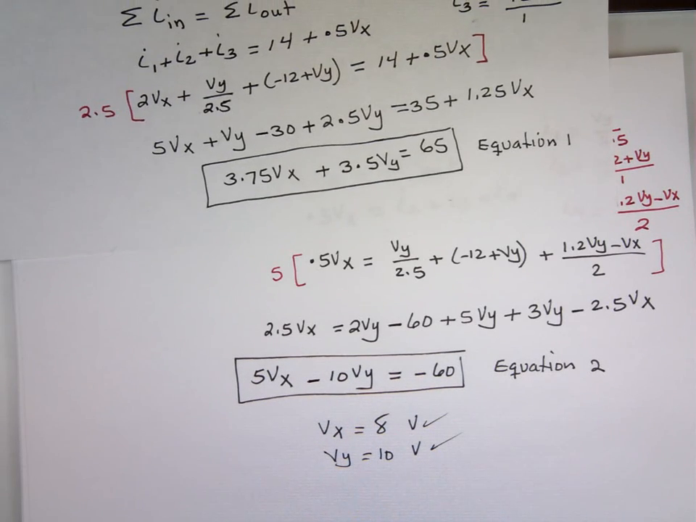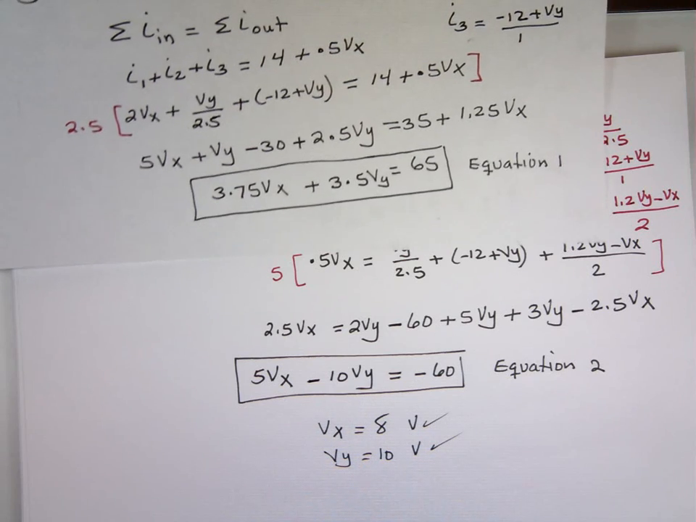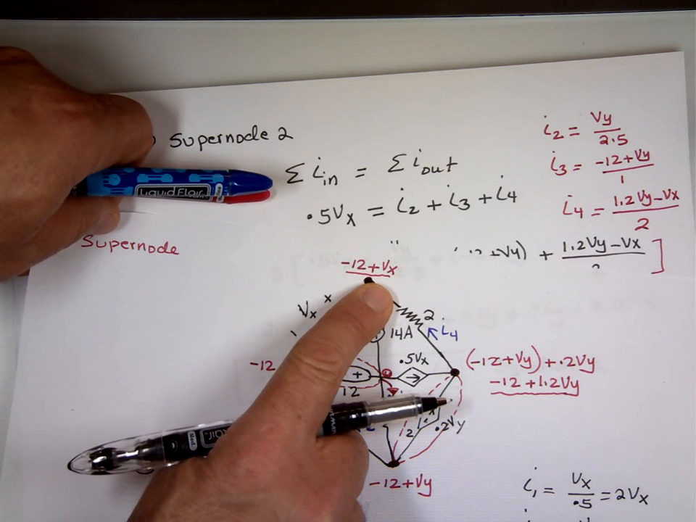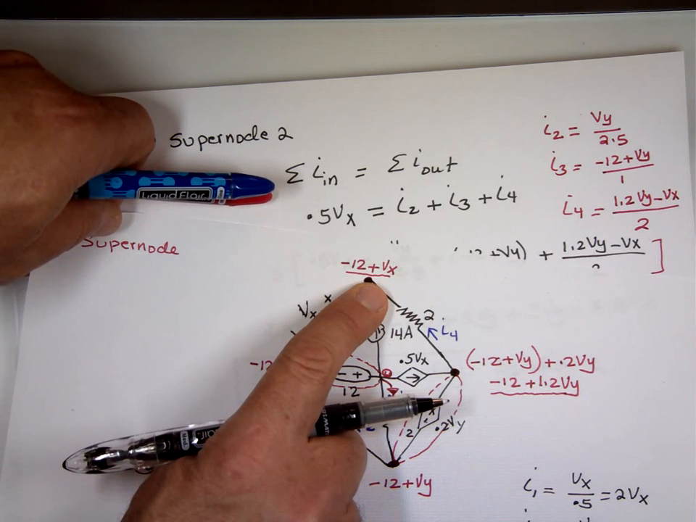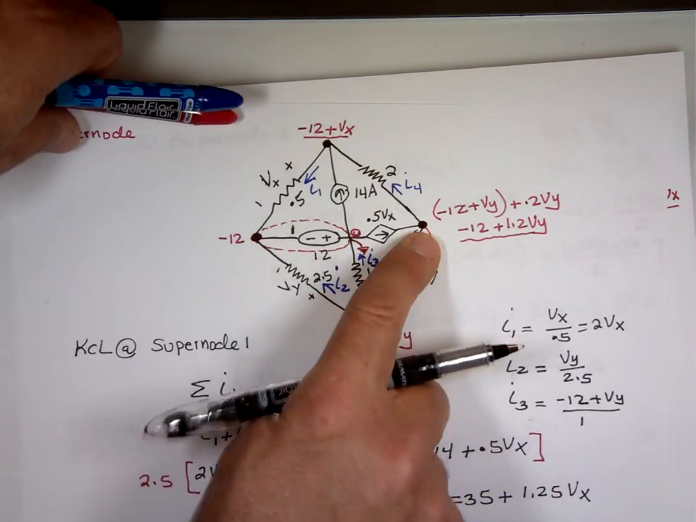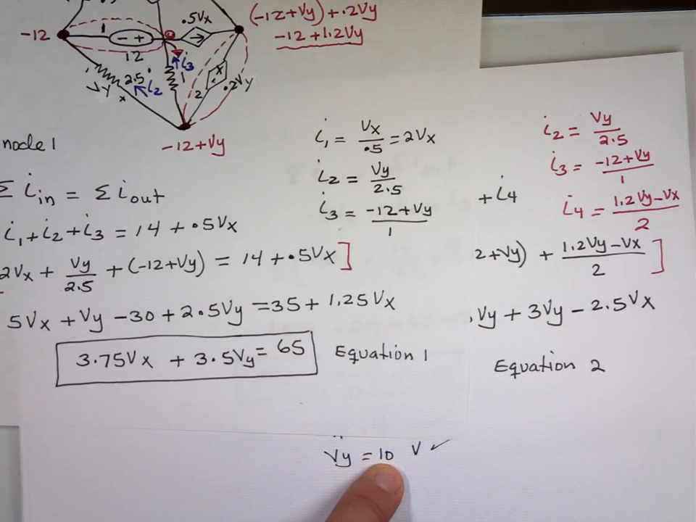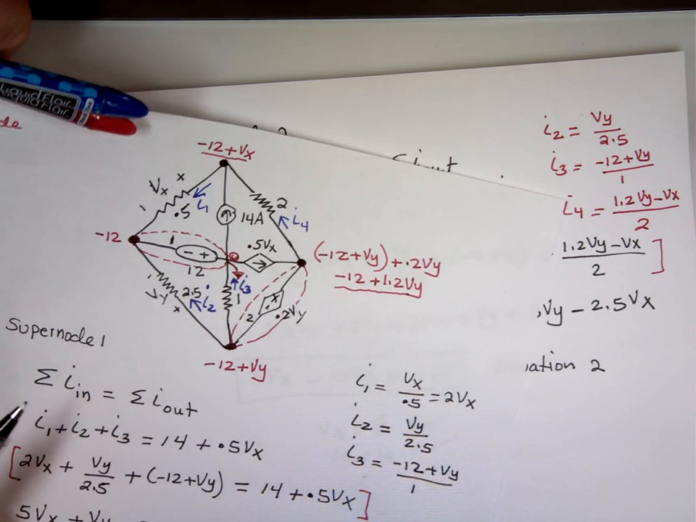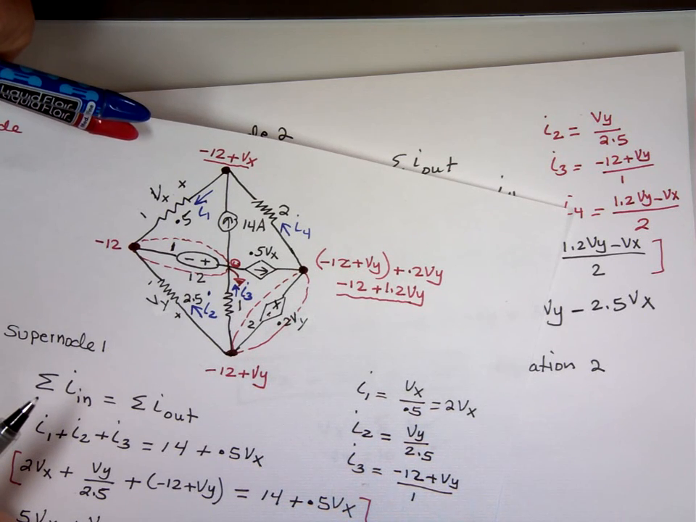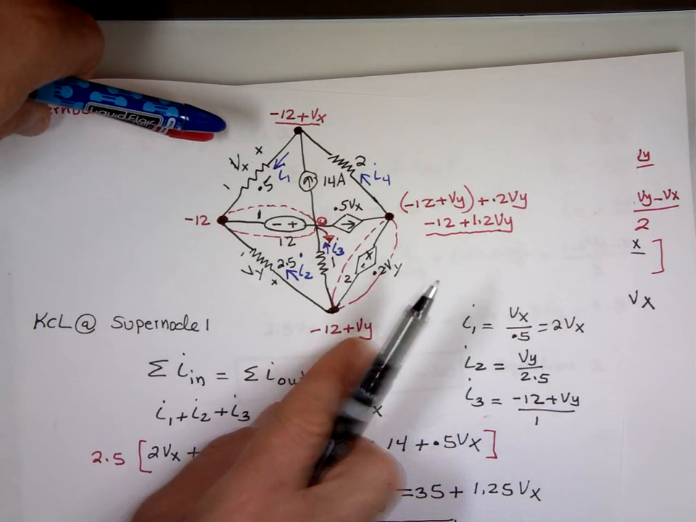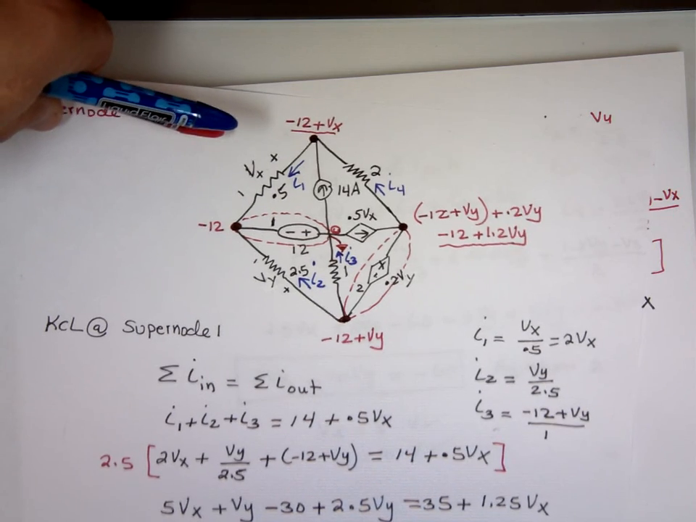Now, if you want to find anything else, we can tell you the voltage at every single node. If Vx is 8, what's the voltage up here? Negative 12 plus 8 is negative 4. Down here, what's the voltage? Well, Vy is 10. What's 1.2 times 10? Isn't that 12? What's 12 minus 12? 0. That's a 0 voltage here. What's this one? Vy is 10. What's negative 12 plus 10? Negative 2. I can tell you every current, everything about that circuit once I find these values.